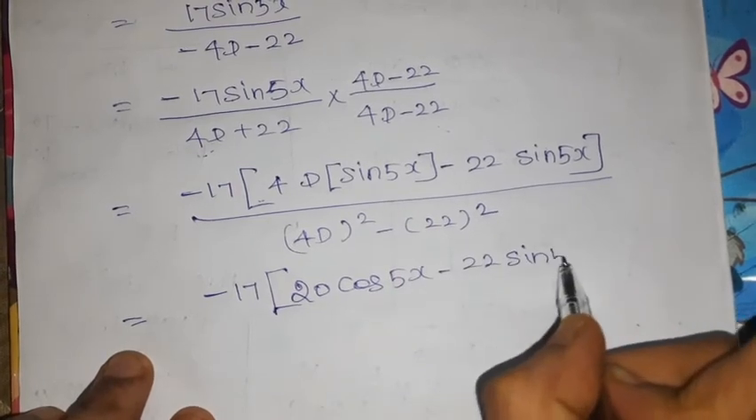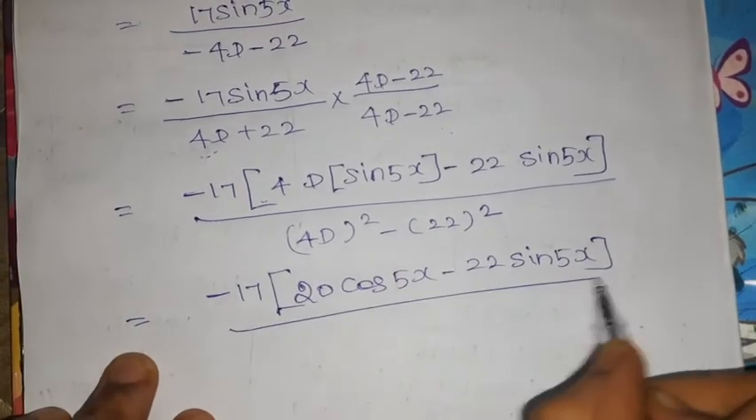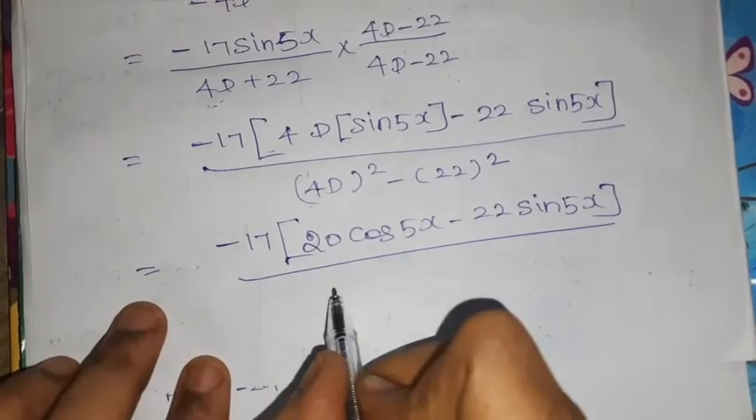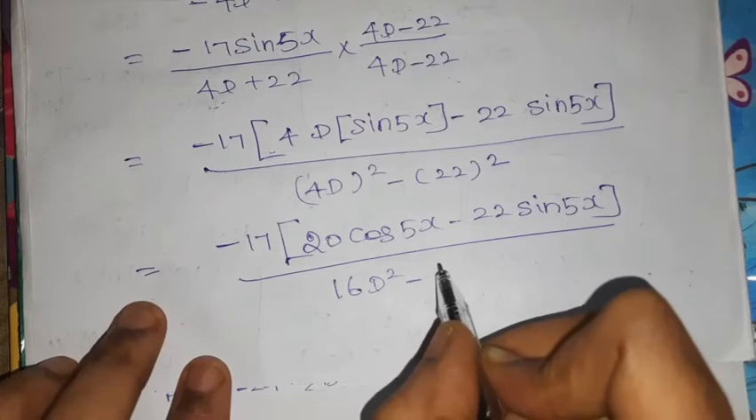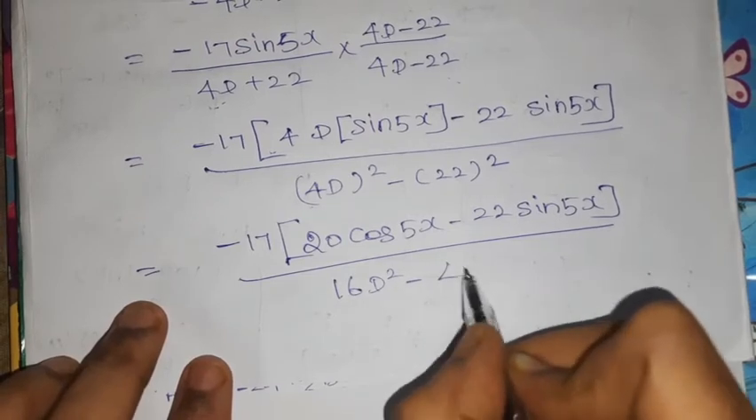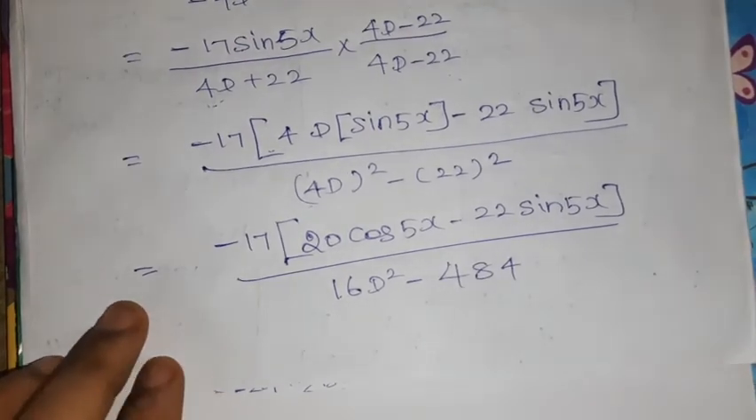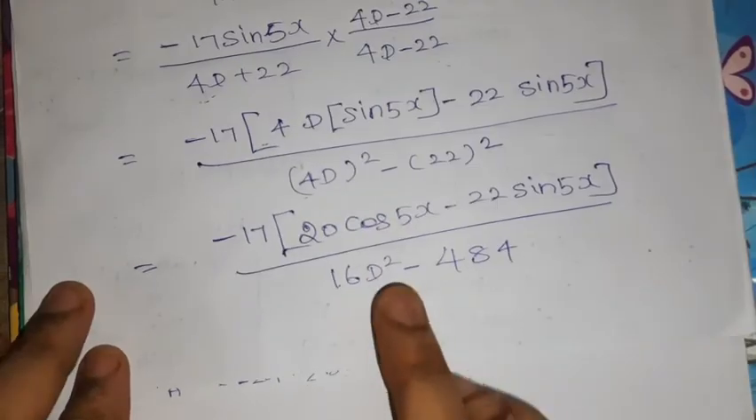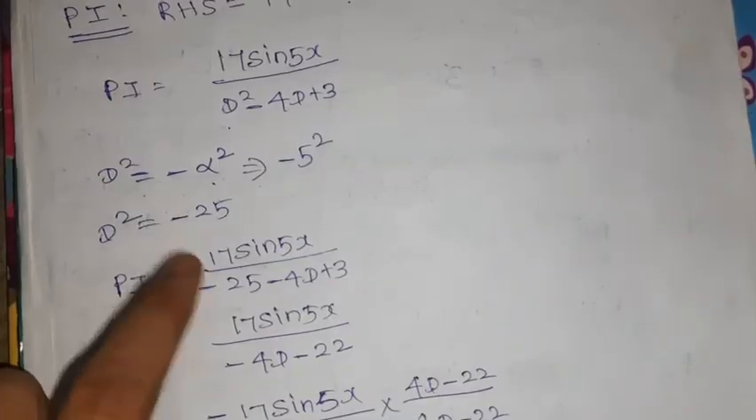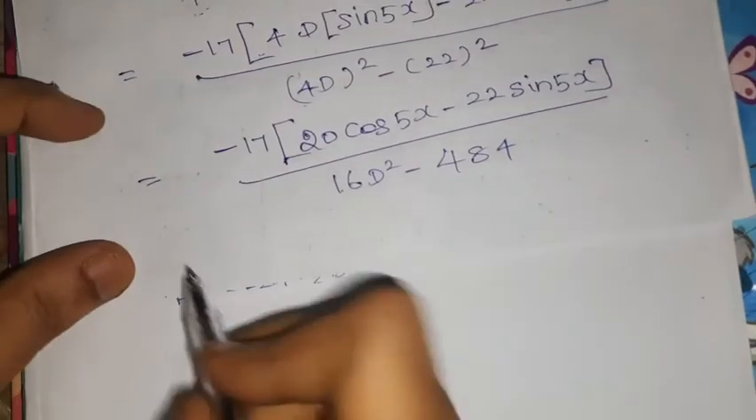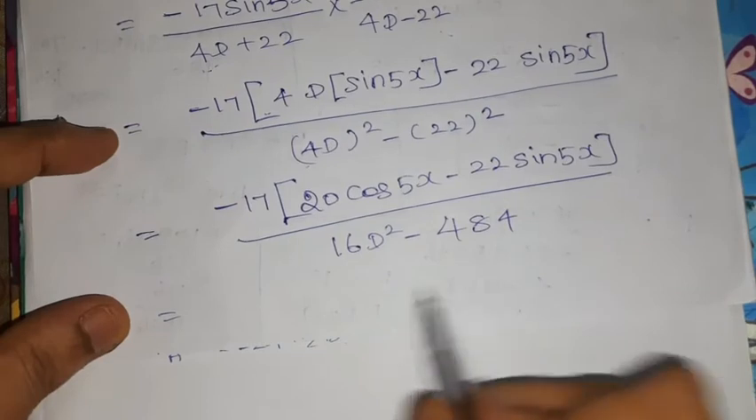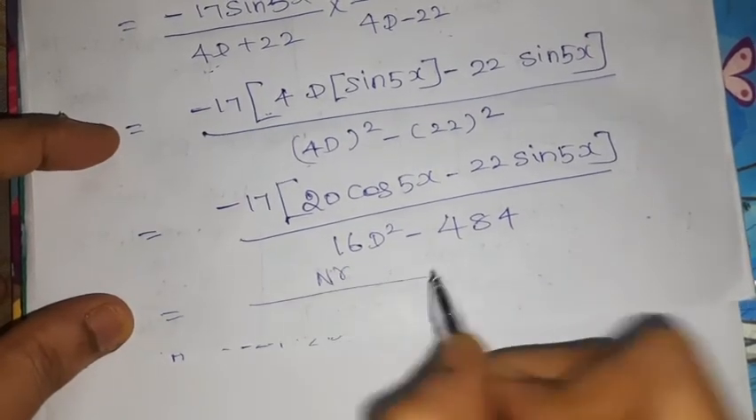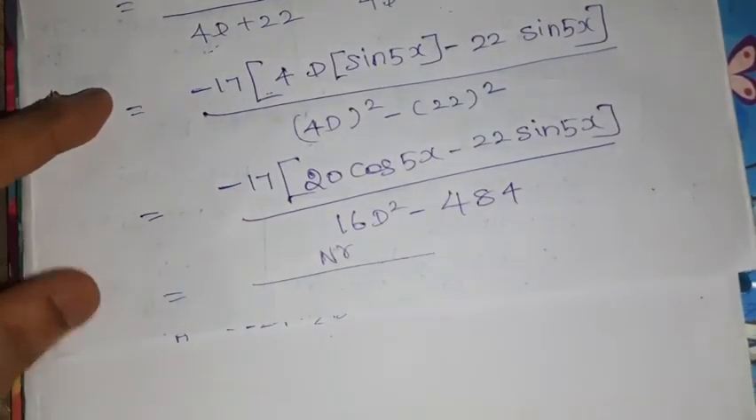This is over, and this is also over. In the denominator, 4D squared is 16D squared minus 22 squared, which is 484. Then we need to substitute D squared. What is the D squared value? Minus 25. So just substitute here. In the numerator there is no simplification, so I just write it as it is.